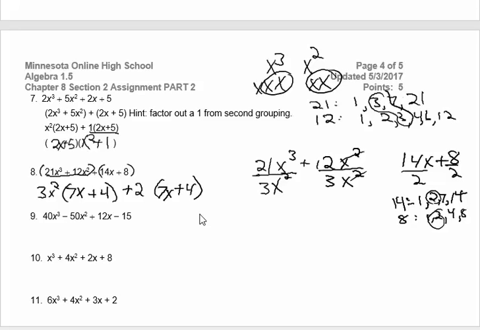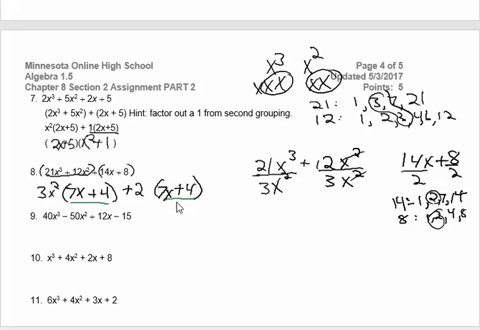Now this should always happen. The 7x plus 4 is the same as the 7x plus 4. If these two parentheses are not the same, then you can't continue. You can't do factoring by grouping unless these two are the same, because they won't have a common factor.